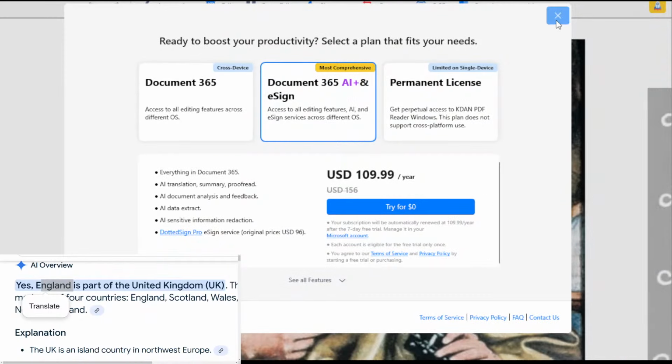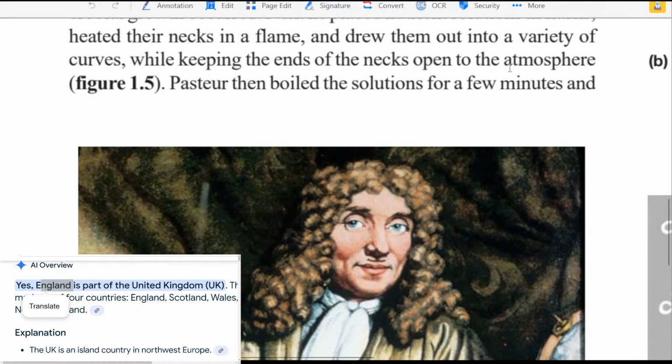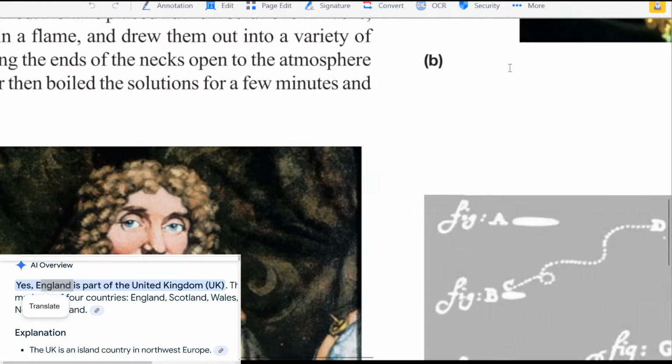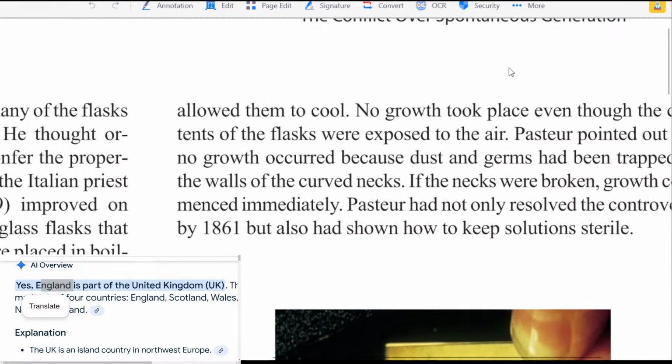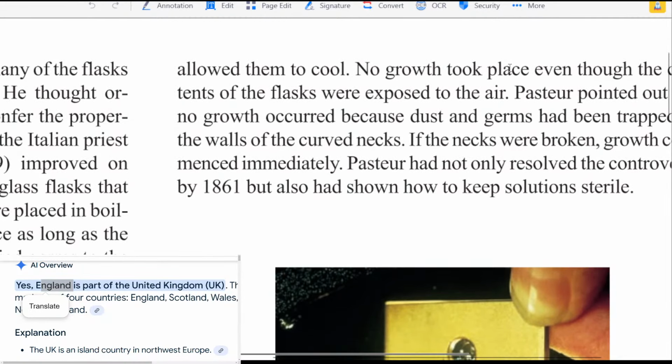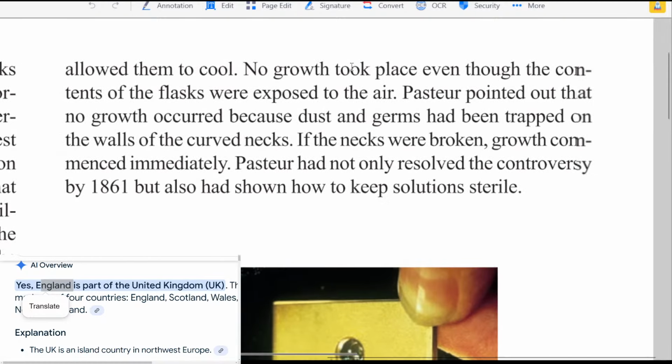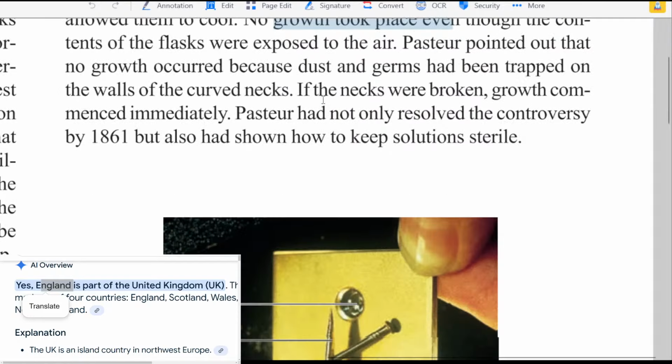Now he went towards the nutrients, and he put them into multiple types of flasks, and then he heated them for a few minutes, and then he let them cool. No growth took place even though the contents of the flask were exposed to the air. Yeah, he didn't seal it, and he had already proved that the air had something that can grow in the nutrients, right? But when he kept heating that, even though the air was there, no growth was taking place.